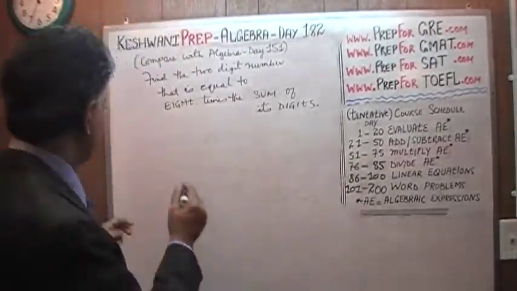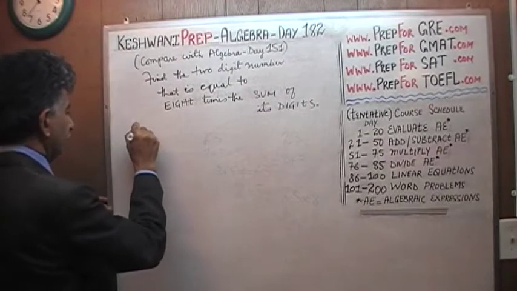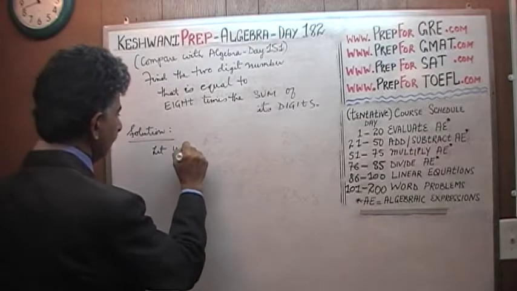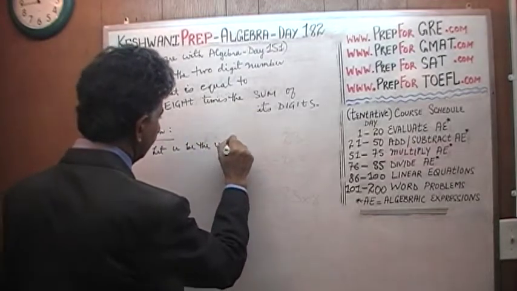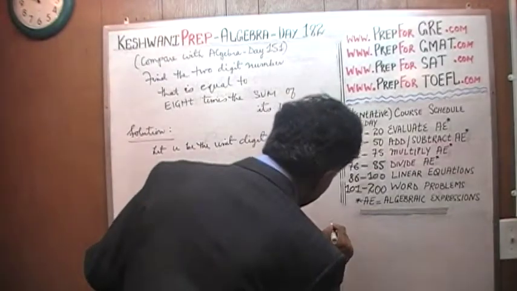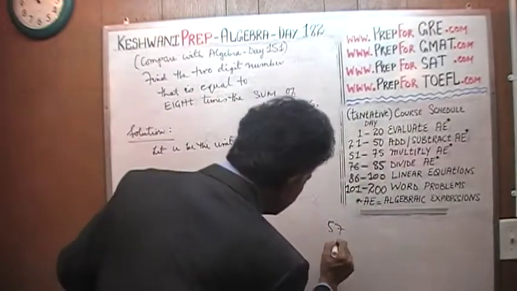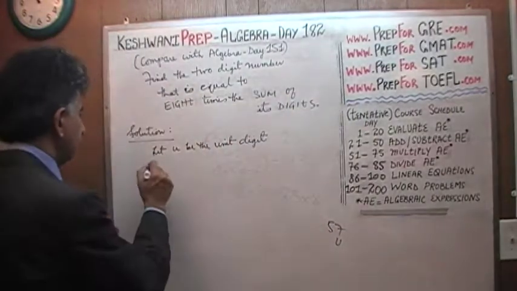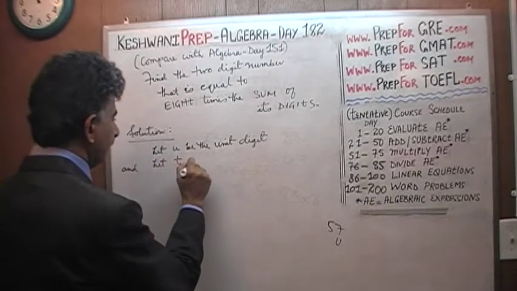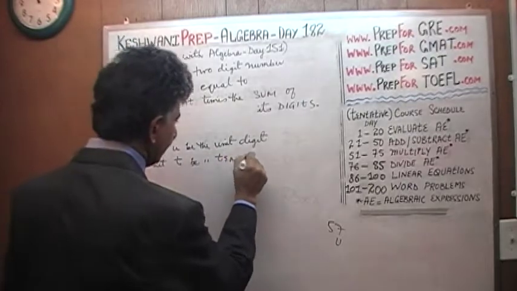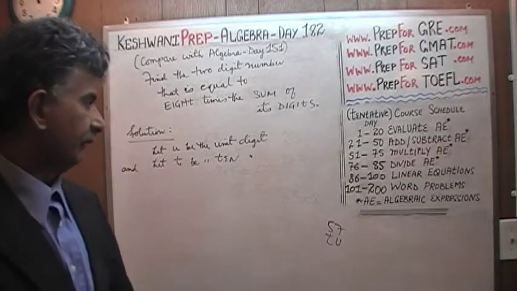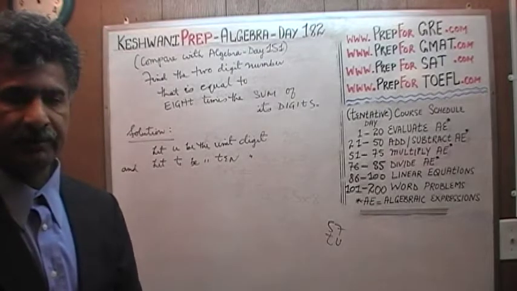Here's a solution. Let u be the unit digit of the number. So for example, if our number was 57, then u is 7, and let t be the 10 digit. So here t is 5, in this case 57. The question is, how do we write that in the language of algebra? How do we represent this thing?